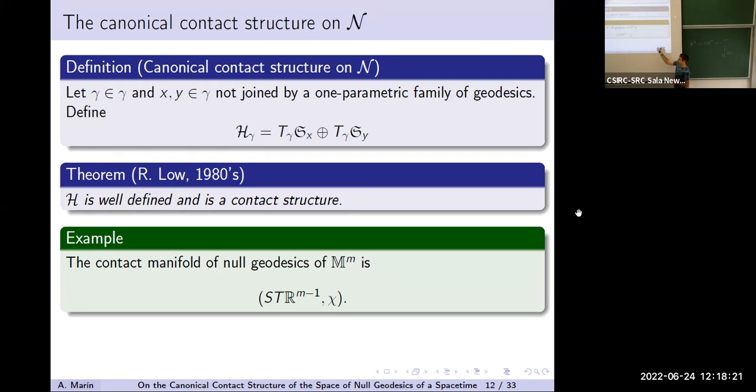So for a Minkowski spacetime, I have a clear Cauchy hypersurface, which is simply taking the last coordinate to be 0. And that's going to be diffeomorphic to R^(m-1). So this is going to be the contact space of null geodesics for Minkowski spacetime: the unit tangent bundle of R^(m-1), together with its canonical contact structure coming from the fact that it's a unit tangent bundle.